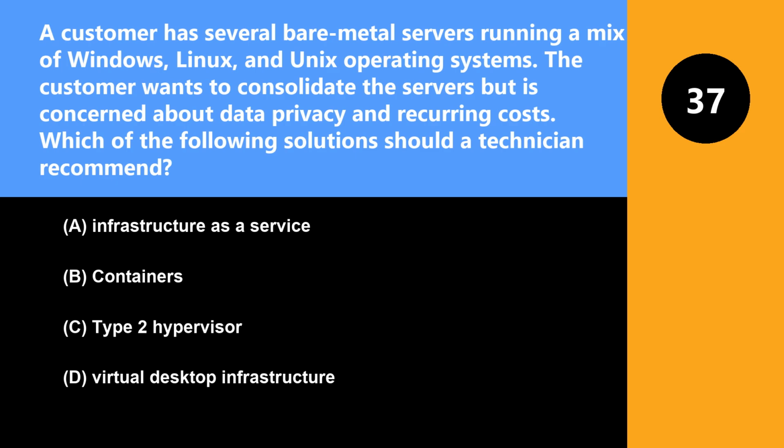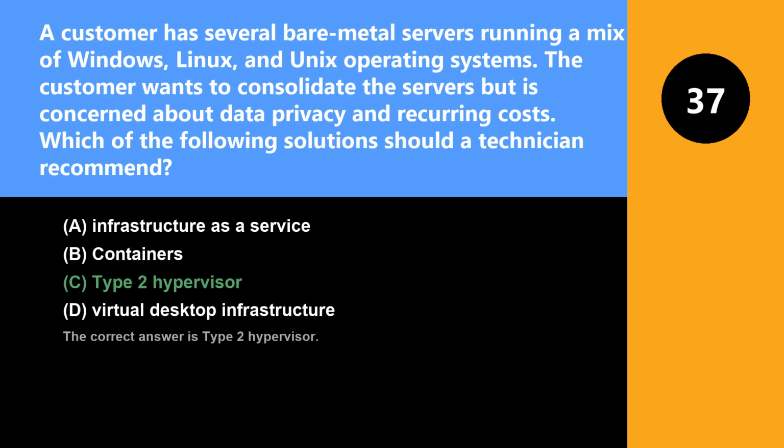Question 37. A customer has several bare metal servers running a mix of Windows, Linux, and Unix operating systems. The customer wants to consolidate the servers but is concerned about data privacy and recurring costs. Which of the following solutions should a technician recommend? Option A, infrastructure as a service. Option B, containers. Option C, Type 2 hypervisor. Option D, virtual desktop infrastructure. The correct answer is option C, Type 2 hypervisor.